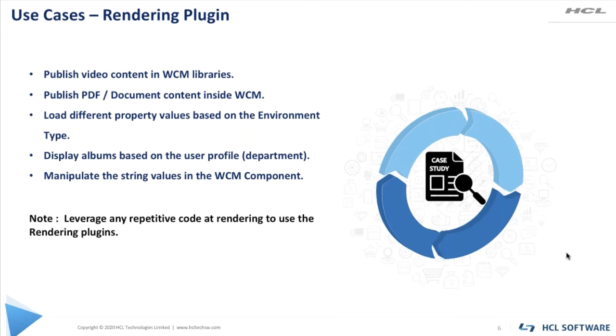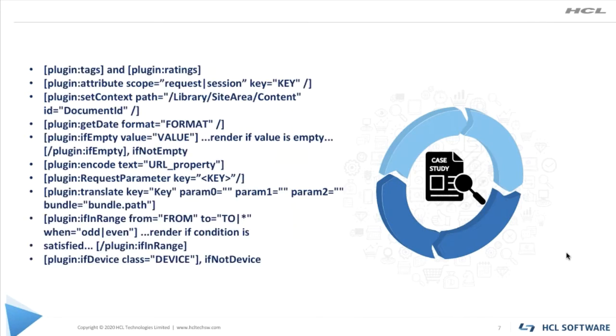We can deliver, like, say, rendering plugin. How can we identify where we can use a rendering plugin? If we are doing any logic implementation at rendering time, and if we are doing it repeatedly, let's think about using a rendering plugin so that we can extract the code out of the WCM components and have it in a single place, in a single class. Okay. Next slide, please.